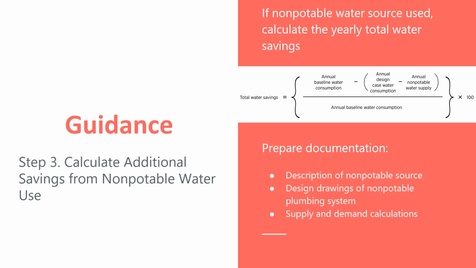For Step 3, calculate the yearly total water savings if a non-potable water source was used. The percentage of total water savings can be calculated by taking the sum of the annual baseline water consumption minus the annual design water consumption plus the annual non-potable water supply, and dividing that sum by the annual baseline water consumption and multiplying it by 100%. You must prepare documentation that includes the description of the non-potable source, design drawings of the non-potable plumbing system, and supply and demand calculations.